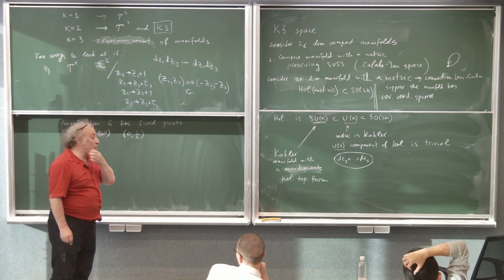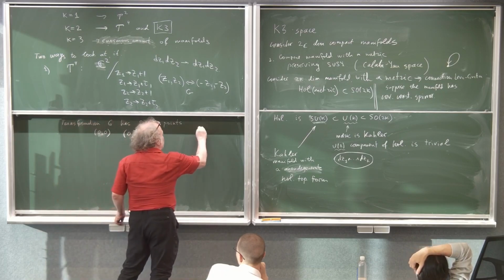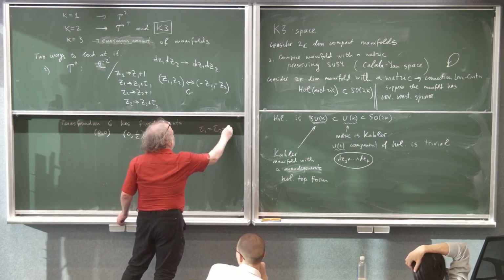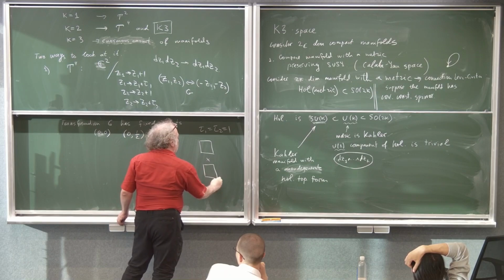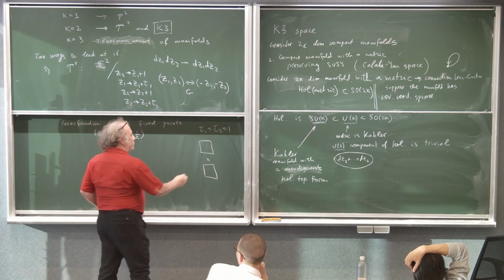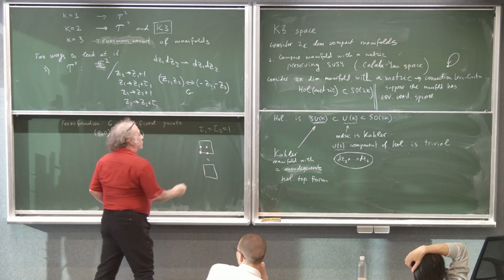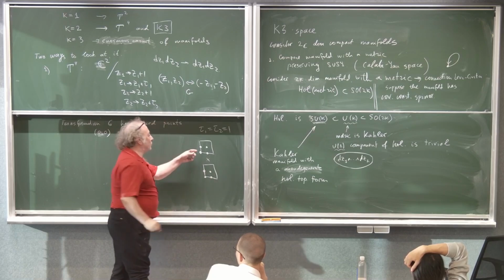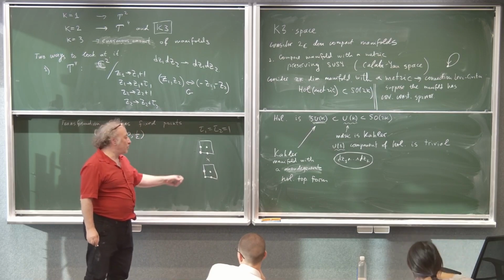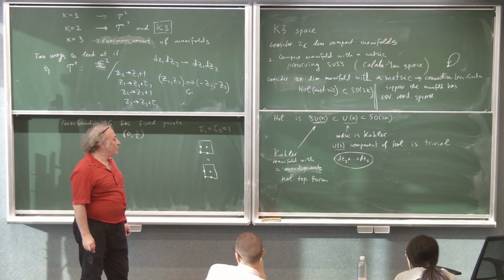So you can compute the number of these fixed points. For simplicity, let me take tau 1 equals tau 2 equals 1. So the fixed points are products of points on the first torus with the points on the second torus.